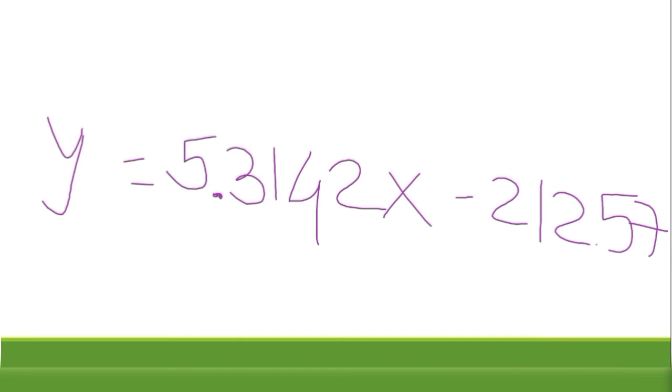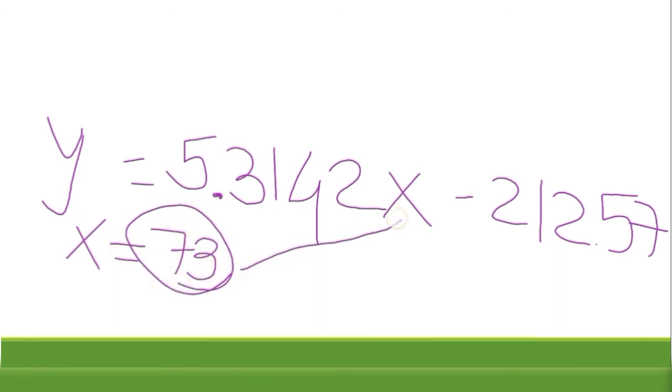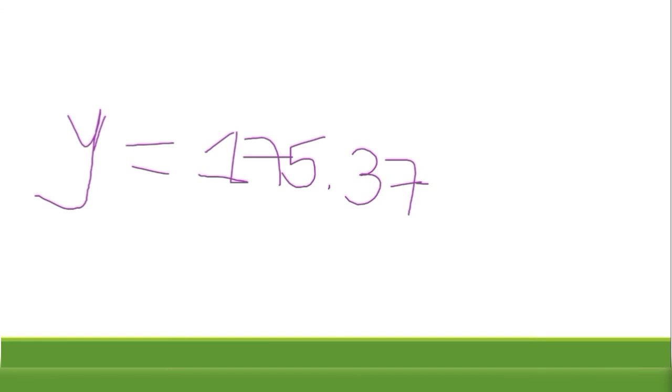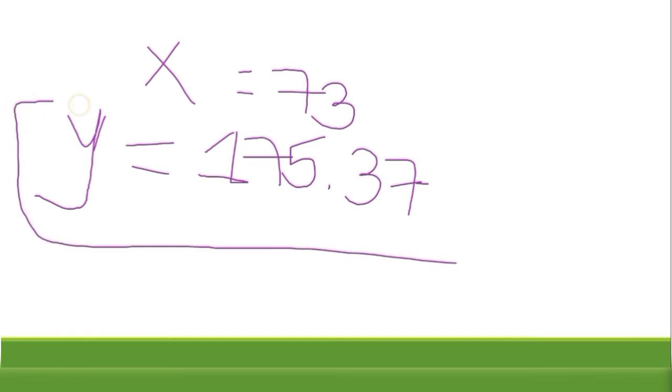Then one more thing that is asked in the question is to find out the value of y when x is equal to 73. So just put x equal to 73 in this equation. So it will be y equal to 5.3142 into 73 minus 212.57. So it will come out y equal to 175.37. So when x is equal to 73, y is equal to 175.37.